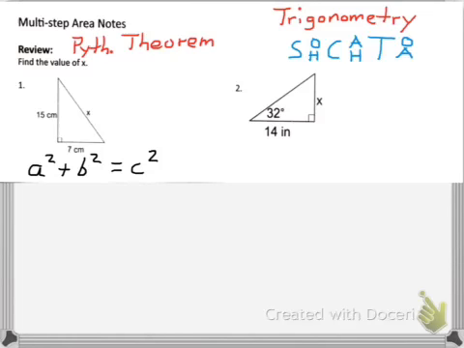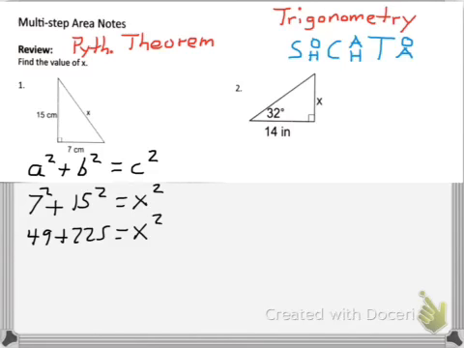So in order to do that, I've already got the equation set up here, a squared plus b squared equals c squared. So let's plug in 7 for a, and let's plug in 15 for b. We'll plug in x for c since that's our hypotenuse. And now we're simply going to solve from here. 7 squared is 49. We get 15 squared is 225. So we're going to add 49 plus 225 together, and we get 274.